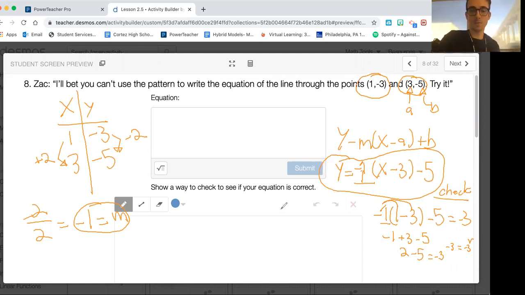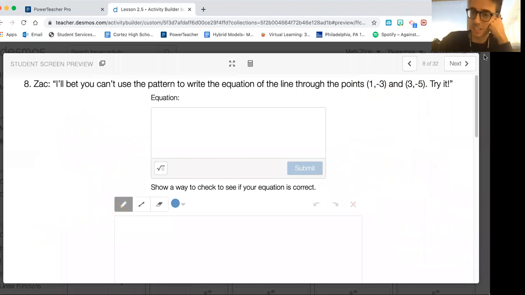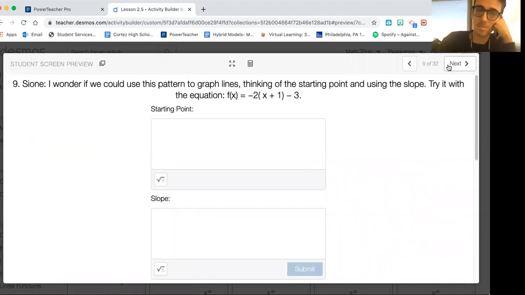Hope that helps. Geez, what a section. There's so much good stuff here. I wonder if we could use this pattern to graph lines, thinking of the starting point and using the slope. Try it with the equation.